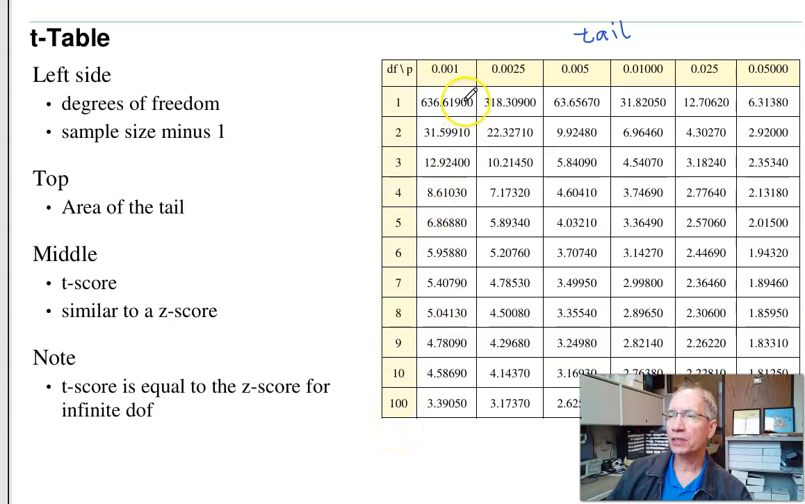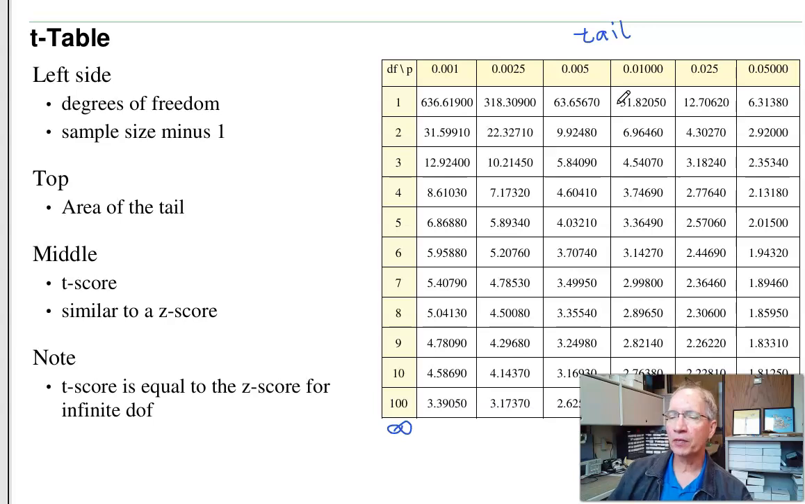And what you notice is, let's take a number like 1%. If I want 1% tails, the t-score, as sample size goes to infinity, this becomes a normal distribution. So at infinity, this becomes the normal score, the z-score. As the sample size gets less than infinity, the number increases. And that kind of makes sense.